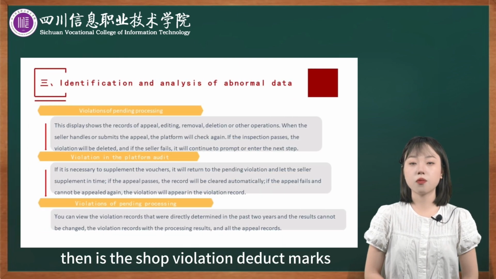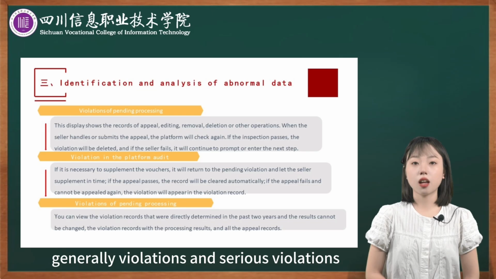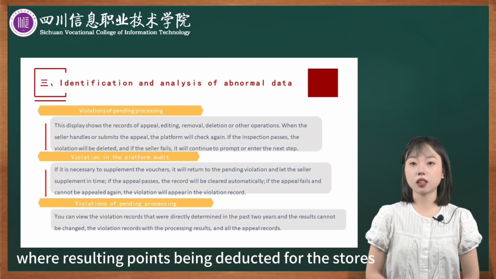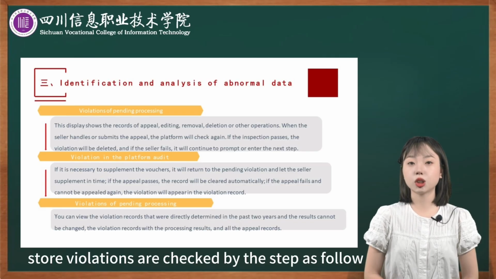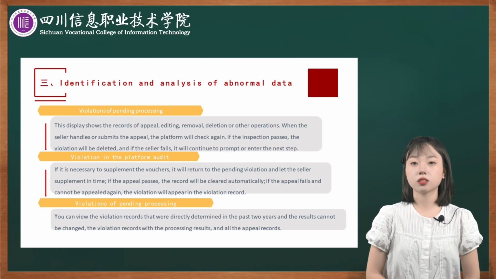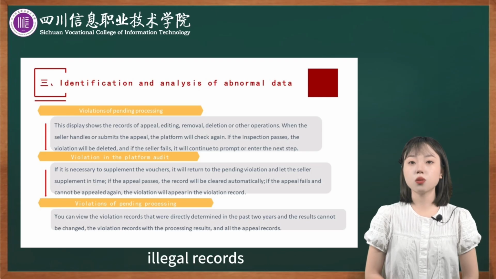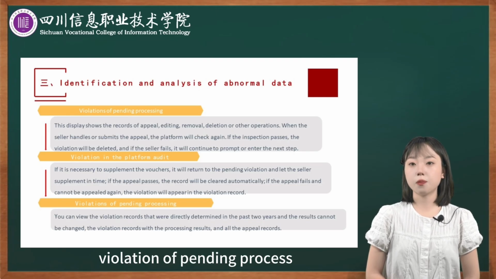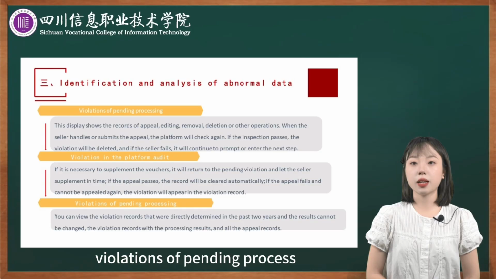Then is the shop violation deduct marks. Generally, violations and serious violations will result in points being deducted for the stores. Store violations are checked by the steps as follows: violation in treatment, illegal records, violation pending process, violation in platform audit, violation pending process.